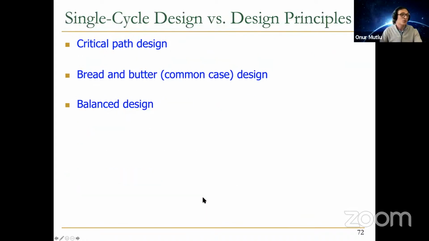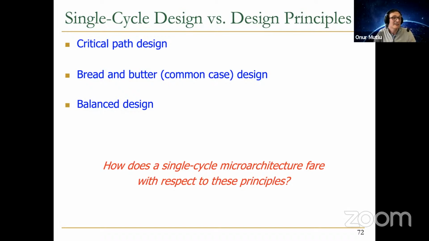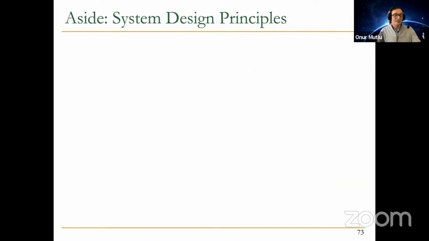Okay, so basically, I've shown you that single cycle design violates all of these design principles: critical path design, bread and butter design, and balanced design. I'm not going to go more into detail. We don't have that much time. But I will finish up before the break with these system design principles.